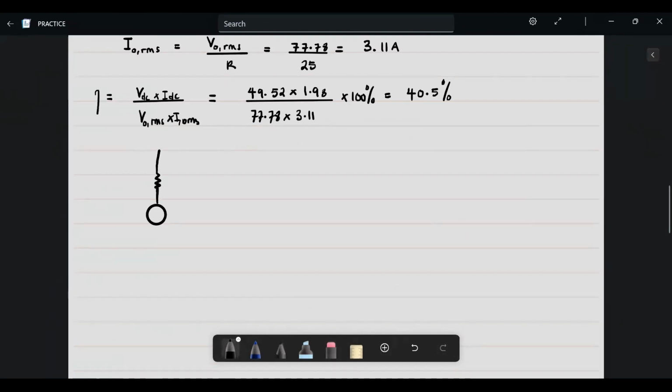Okay, and then the rest still follows, right? But without the load resistor.